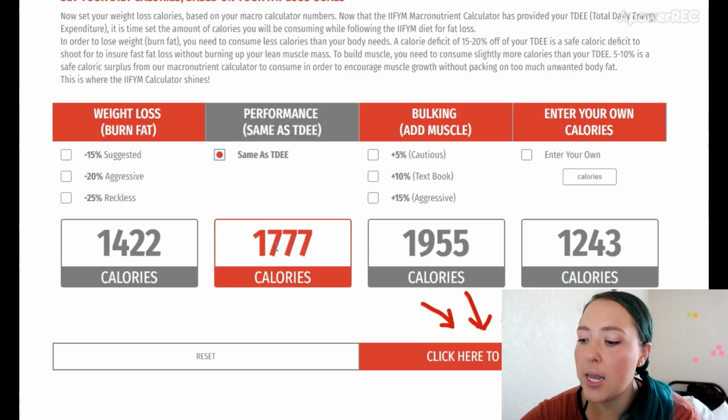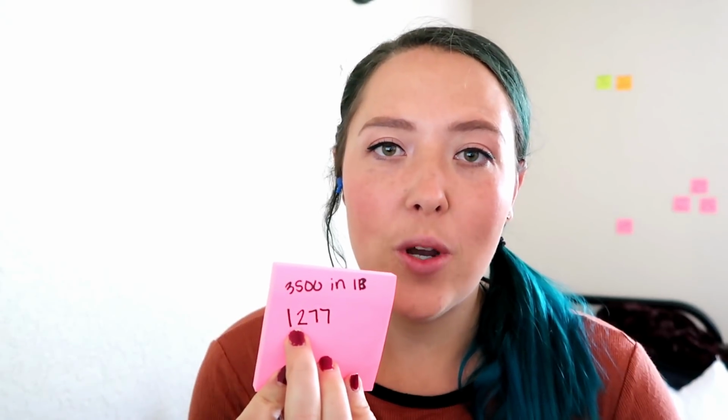So that puts me at 1,277 calories. So there's 3,500 calories in 1 pound of fat, okay? So if I am in a deficit of 500 calories a day, that comes out to 1 pound a week. So if I'm eating 1,277 calories a day, then I'm going to lose 1 pound at the end of the week. You guys following? Does that make sense?